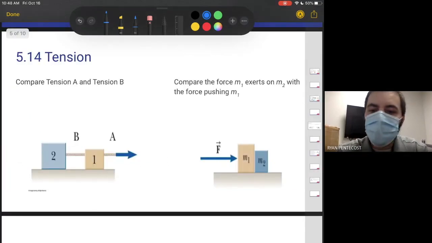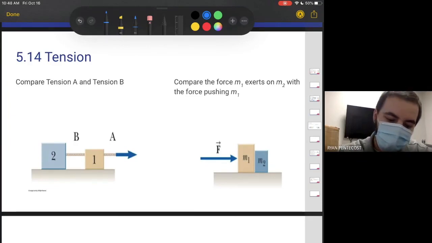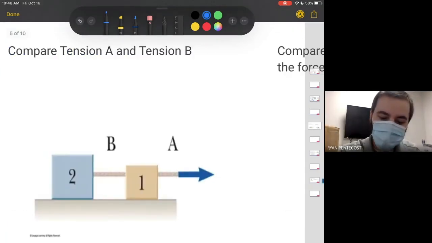All right, now let's talk about tension and a kind of Newton's third law discussion. Let's start on the left and compare tension A and tension B. There is a rope connecting these blocks. One rope connects block 2 to block 1. One rope is pulling block 1 to the right.